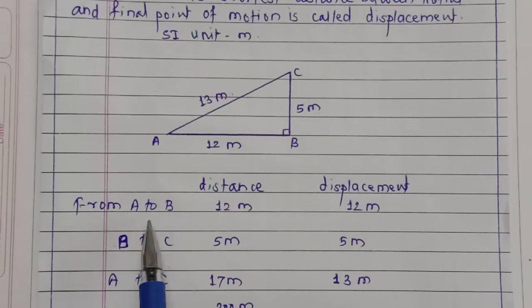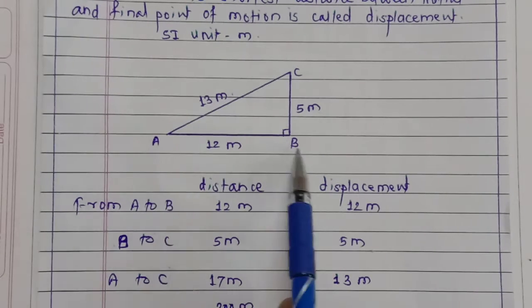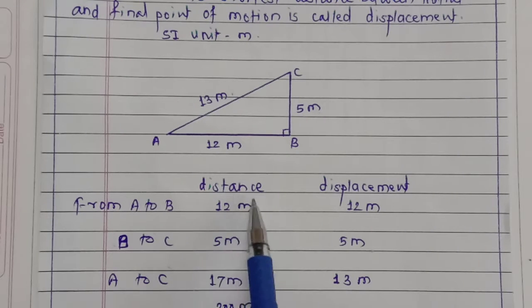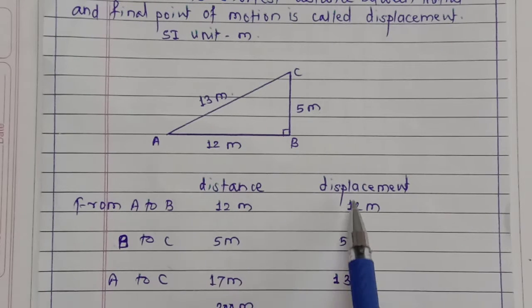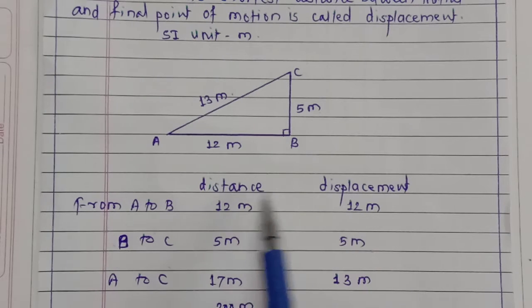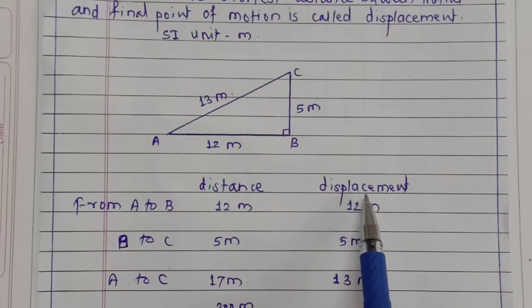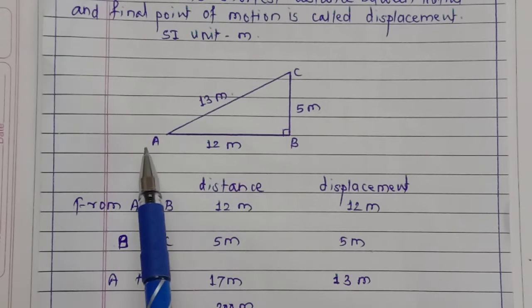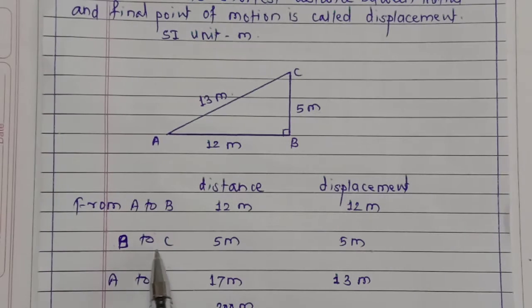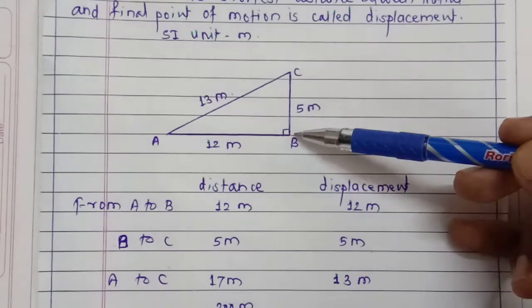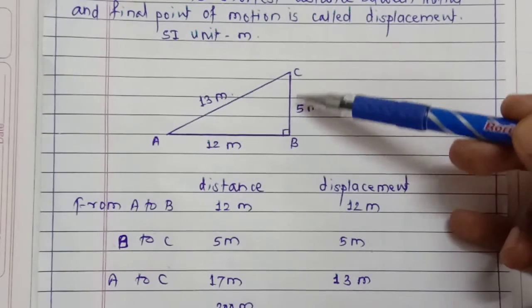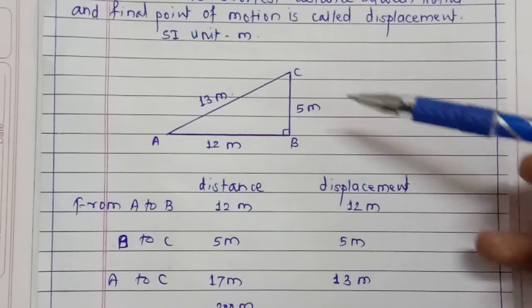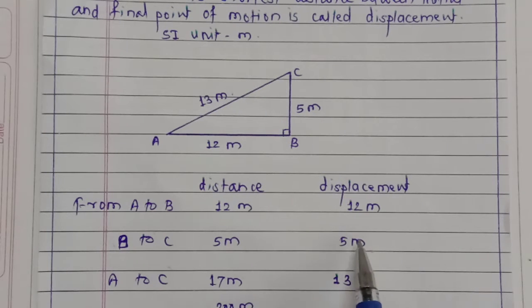When a person moves along this straight line from A to B, the distance covered by him is 12 meters and the displacement is also 12 meters. So distance and displacement are the same when the motion of the object is along a straight line. Now from B to C, when the person turns from B to C, the distance covered by him is 5 meters and the displacement is also 5 meters.